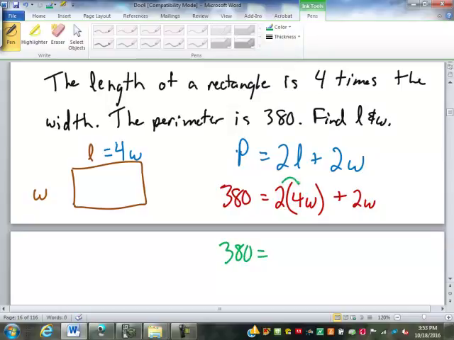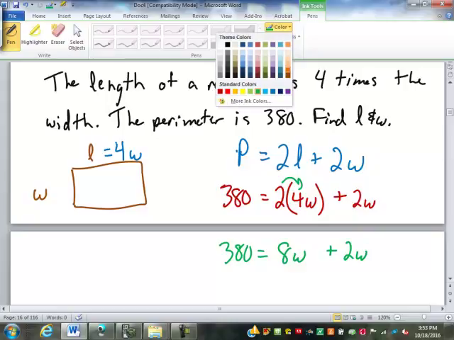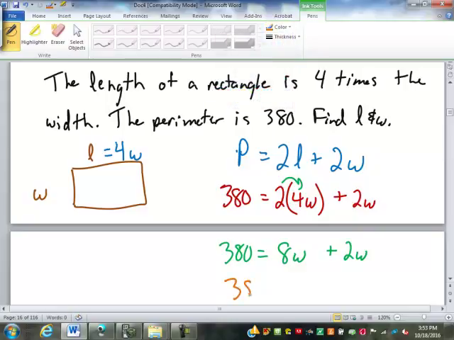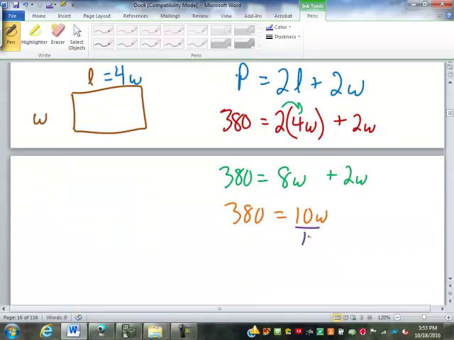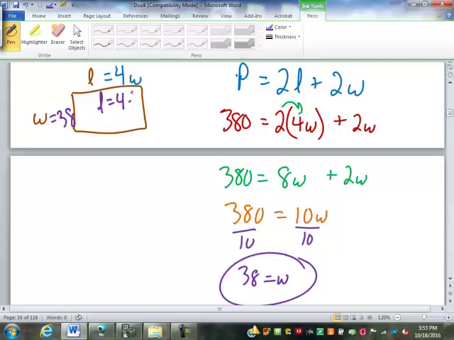Perfect. 2 times the 4W is 8W. We still have the plus 2W there. Perfect. 380 equals 8 plus 2 is 10W. And then divide by 10. 38 equals W. So that's half of what we need. The width is 38. We need to find the length is going to be 4 times 38, or 132.